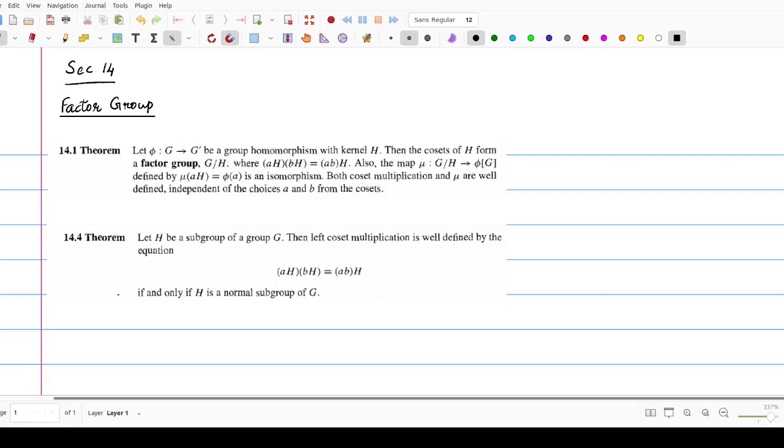Hi all. Today we discuss section 14. In this section we first discuss two theorems together, because if we prove 14.4, then we can consider theorem 14.1 as a special case of theorem 14.4. So ultimately we prove theorem 14.4, rather than proving these two theorems separately. So we start with the proof.